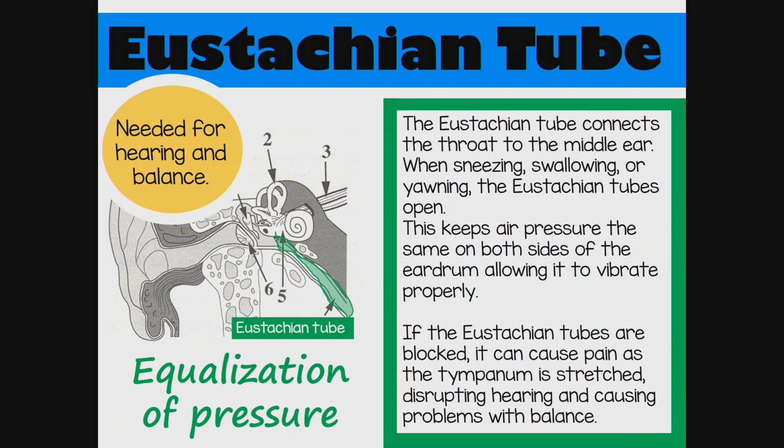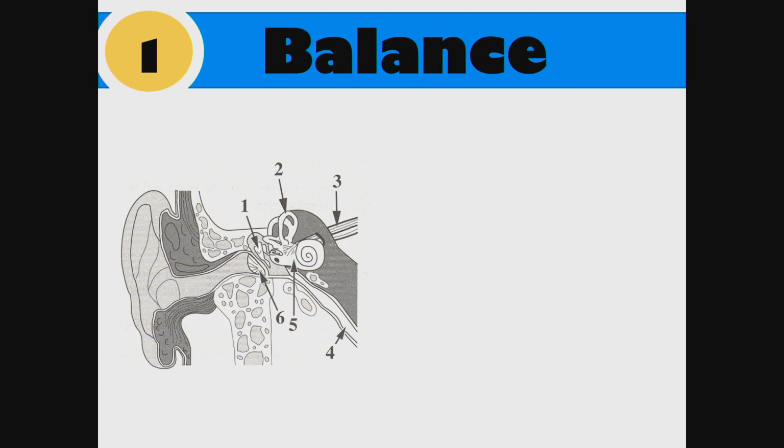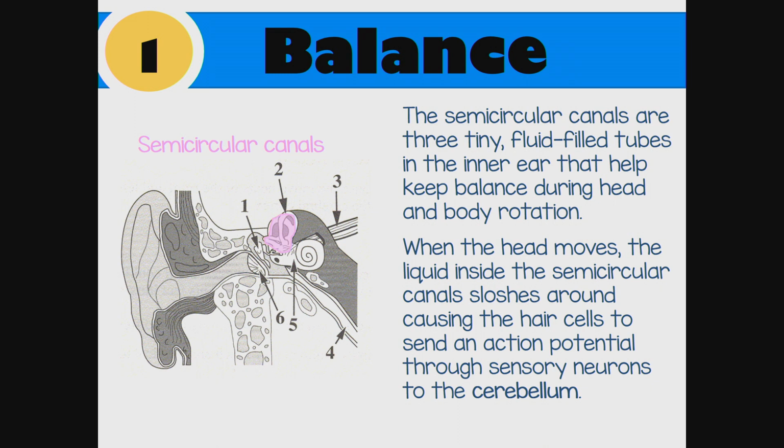If the Eustachian tubes are blocked, it can cause pain as the tympanum is stretched, disrupting hearing and causing problems with balance. Let's talk about balance. The semicircular canals are three tiny fluid-filled tubes in the inner ear that help keep balance during head and body rotation. When the head moves, the liquid inside the semicircular canals sloshes around, causing the hair cells to send an action potential through sensory neurons to the cerebellum, which we know is responsible for balance.